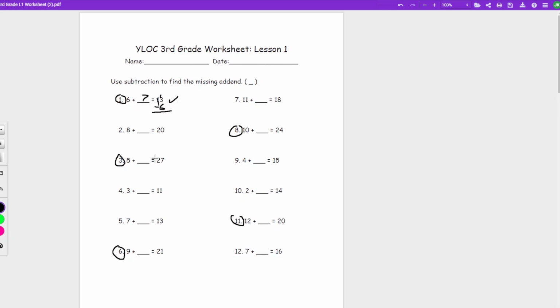Now question 3, 5 plus a number equals 27. We're going to subtract 5 from 27 to find this missing number. So 7 minus 5 equals 2. And because we already subtracted the 5, we're not subtracting anything else. I'm just going to bring this 2 down here, and it becomes 22.